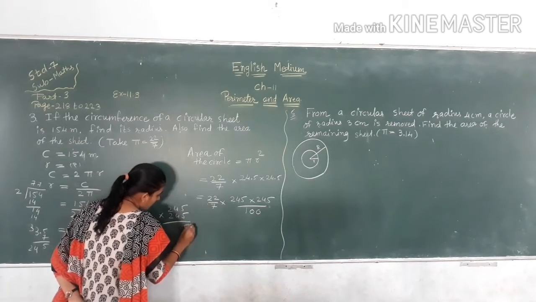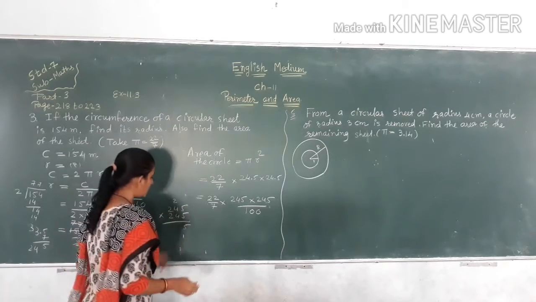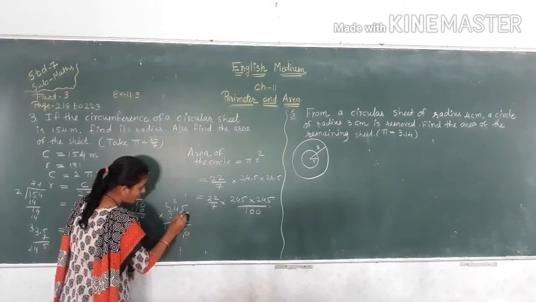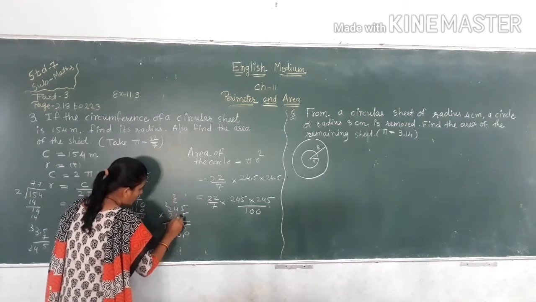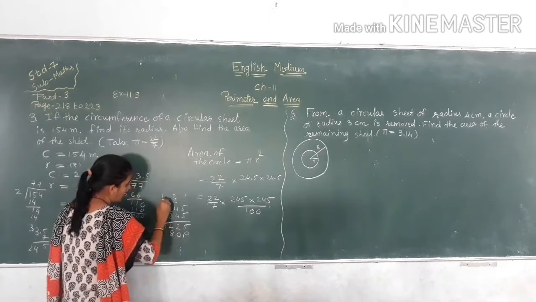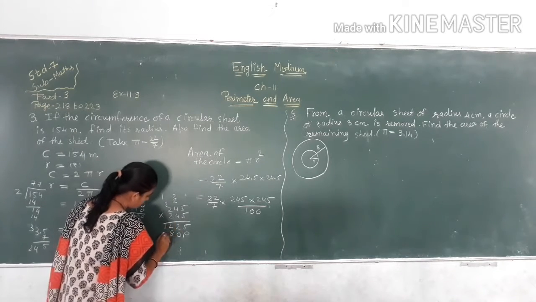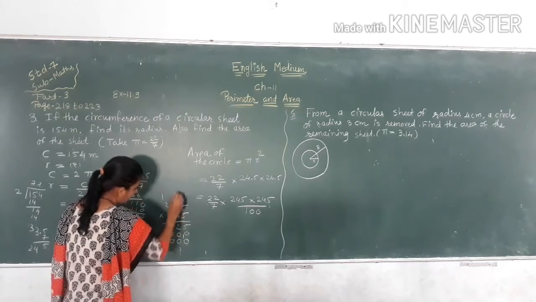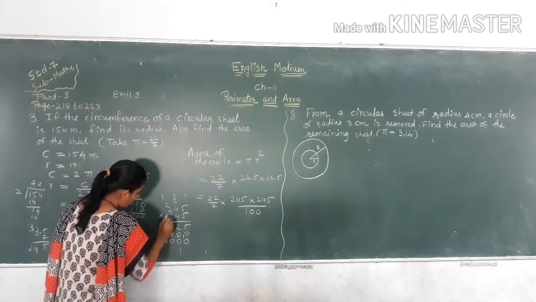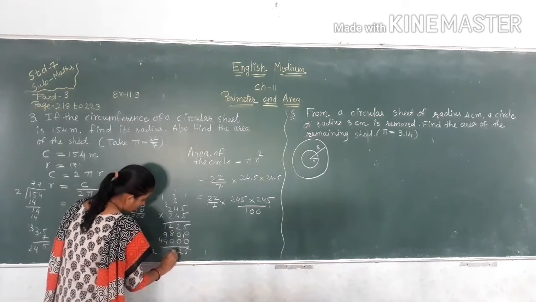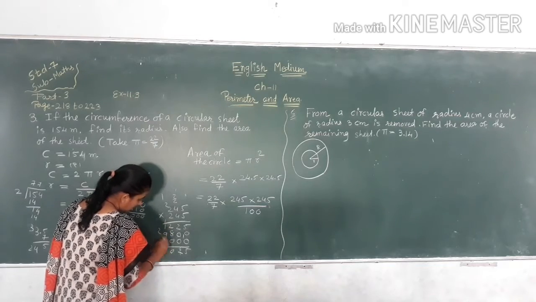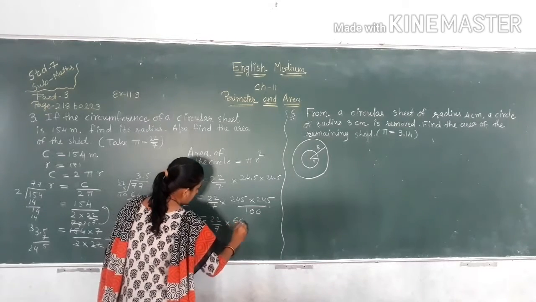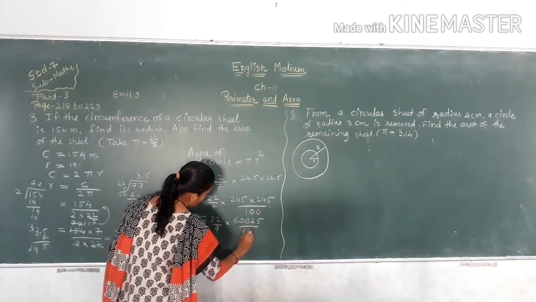5 5s are 25 carry forward 2. 5 4s are 20, 22 carry 2. 5 2s are 10 plus 2, 12. Then 0, 5 4s are 20 carry 2. 4 4s are 16, 17, 18 carry 1. 4 2s are 8 plus 1, here 9. 2 zeros. Then 5 4s are 20, 5 2s are 10 carry 1. 4 2s are 8 plus 1 here 9. 2 2s are 4. So 22 out of 7 multiply 60025 out of 100.